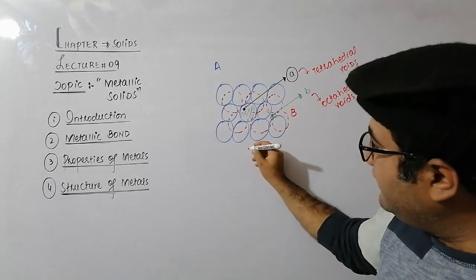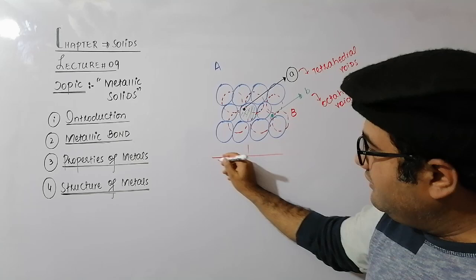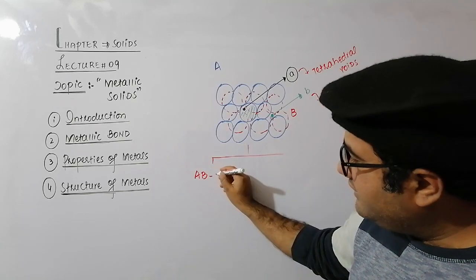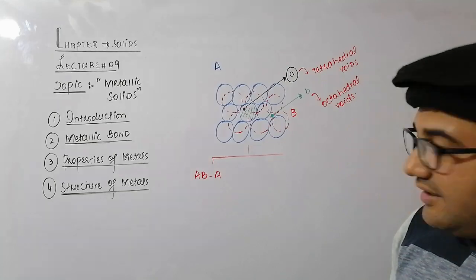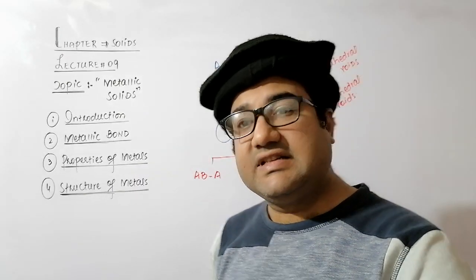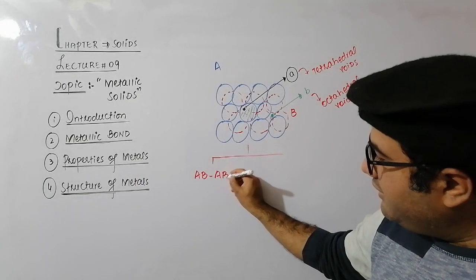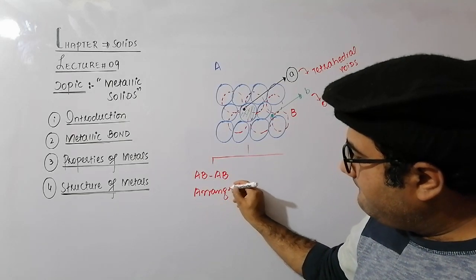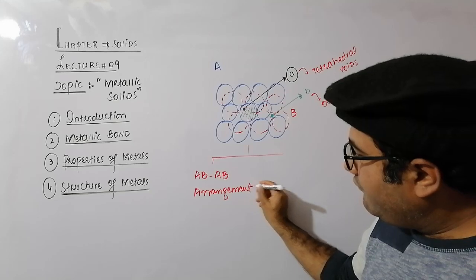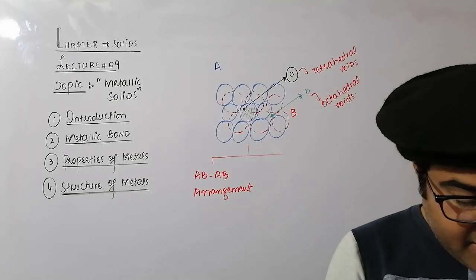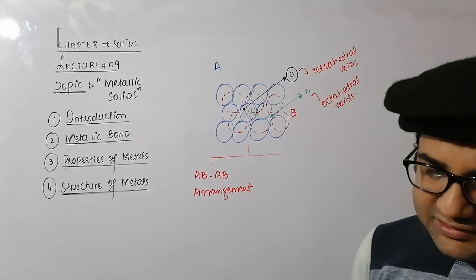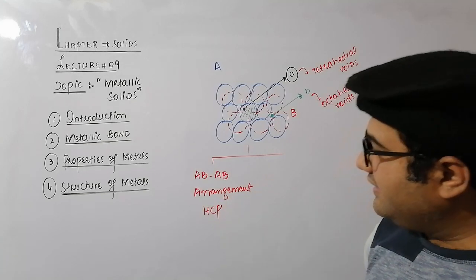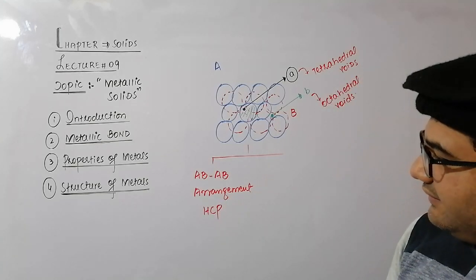That's why we will get an arrangement which will be called AB, and the third layer is again on the first layer, so it will be again A, and the fourth layer will be exactly on the second layer, so it will be AB arrangement. And this AB arrangement may also be called HCP, hexagonal close packing.